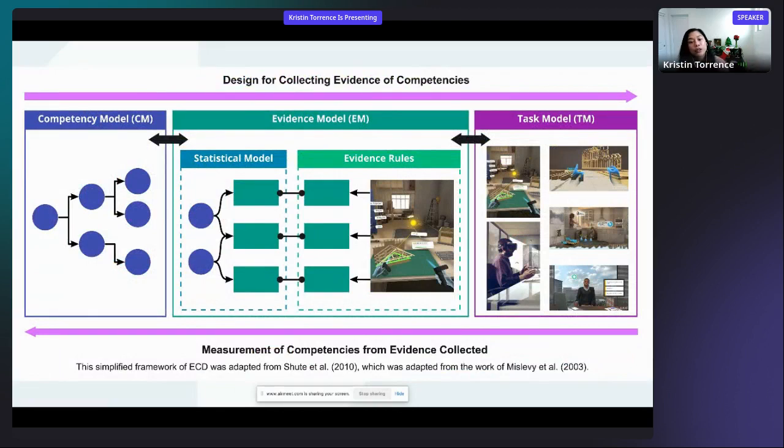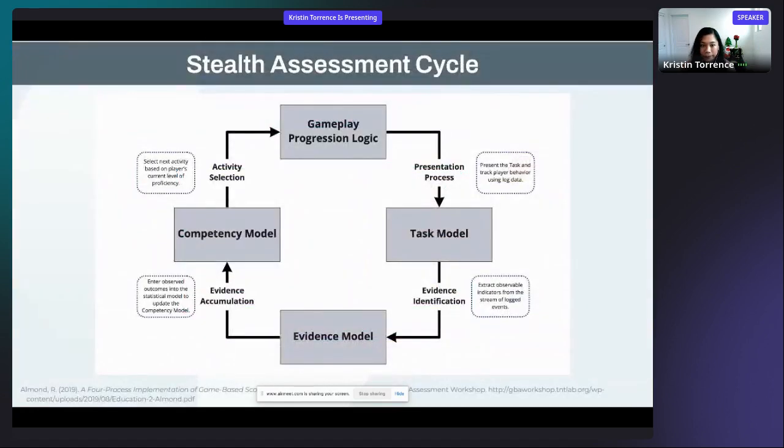So again, these models flow into one another, and you can think about them in terms of the flow of learner activity, but also the flow of learner data. So what's interesting about that evidence-centered design framework is that you can actually just stop there, right? And have a very sound, valid measurement model for assessing players' competency. But with what we call stealth assessment, it takes it one step further.